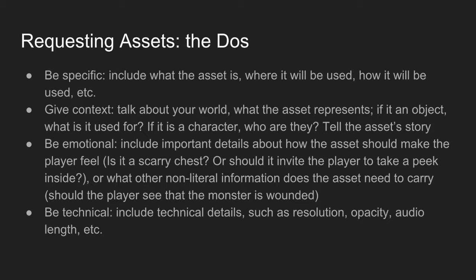You want to be very specific. Say what the asset is in the game world, where in your game you're going to be using it, and what you're going to be doing with it. Is it a monster? Is it an item? Is it a weapon? Is it a chest? Is it a player element? How early in the game does it show up? How late? Can the player interact with it? How does the player interact with it? All of that stuff. Tell the artist exactly what you're making.